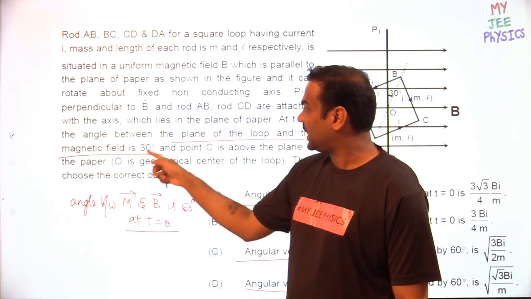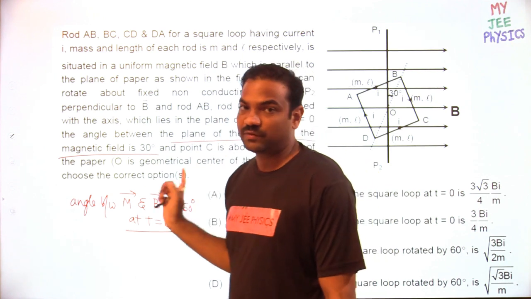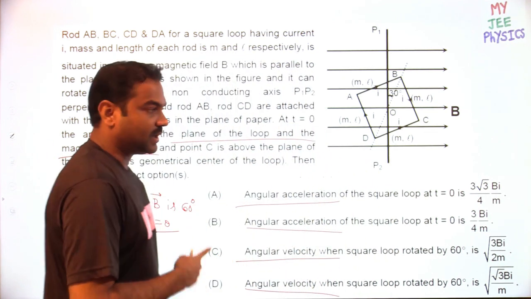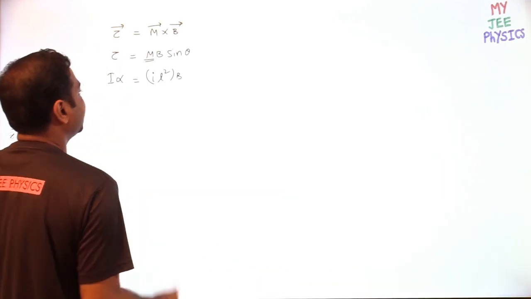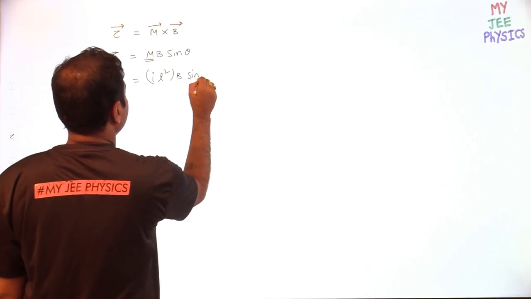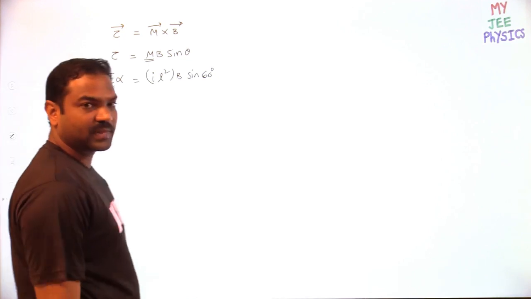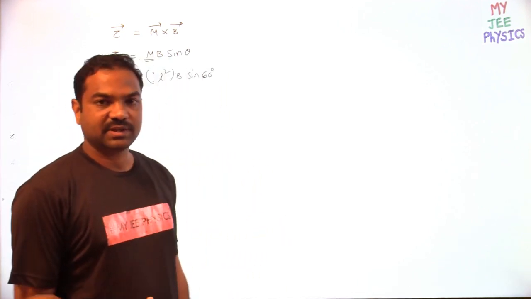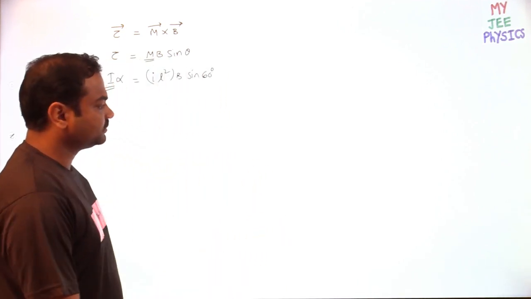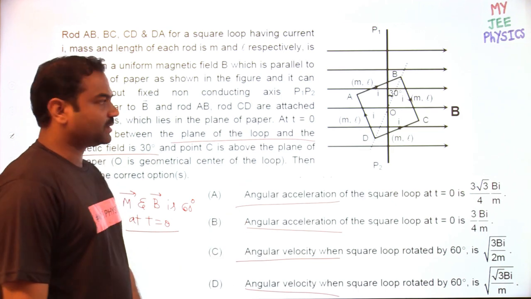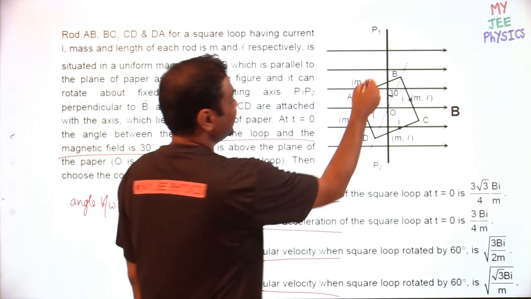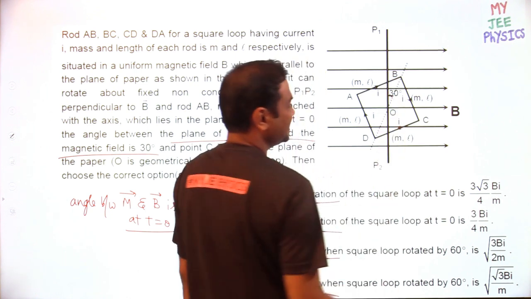So be careful with these things, otherwise you will definitely make a mistake. So I can write sine 60 degree. Now the question is: what is the moment of inertia? If I am able to find the moment of inertia, then the first 2 options are done, since angular acceleration we can find out. So how to find the I value about this axis? The I value about this axis is required.